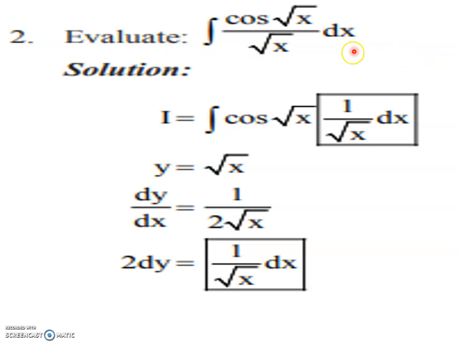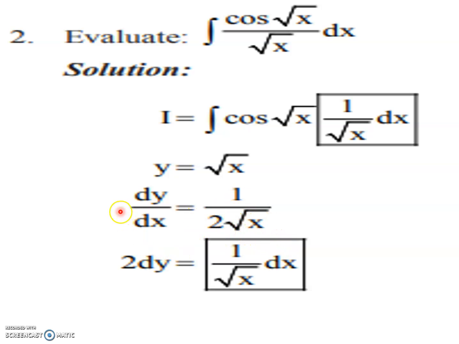Now the integral of cos root x upon root x. We know that the derivative of root x is 1 upon 2 root x. So let us check. Cos root x upon root x dx is there. Cos root x, we understand a upon b is equal to a into 1 upon b. That's why cos root x remains the same, and 1 upon root x dx we have to compare. We put root x is equal to y. So differentiate with respect to x.